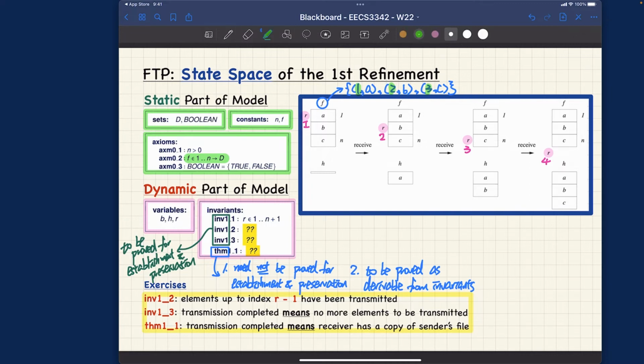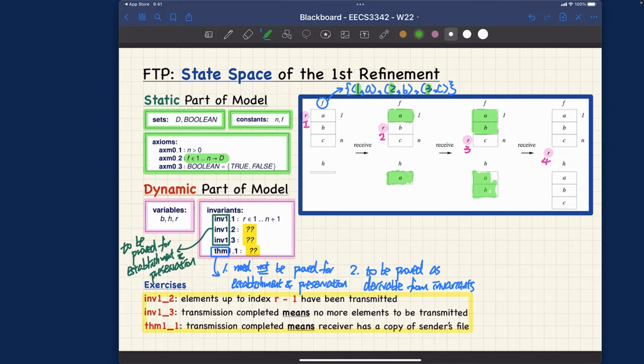Since the index is over here, that means whatever is before the index has been transmitted over here. So this part here really corresponds to this part. And then when the index value is actually 3, that means all the smaller indices, the corresponding elements, have been transmitted successfully to the receiver side. In this case, because r is equal to 3, that means indices 1 and 2. The corresponding elements have been transmitted to the receiver side.